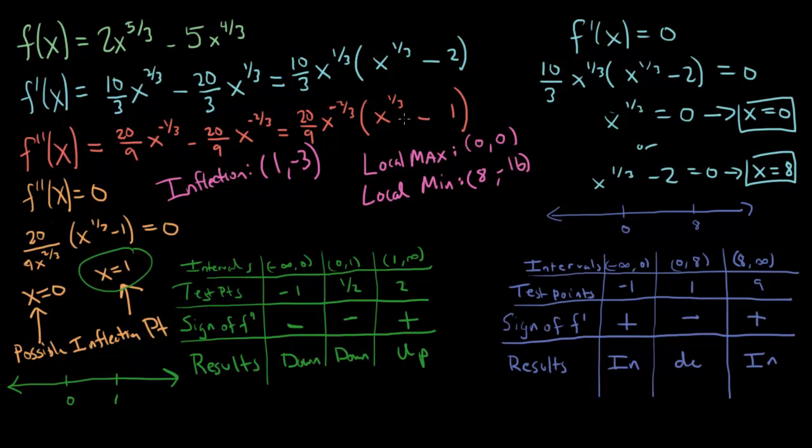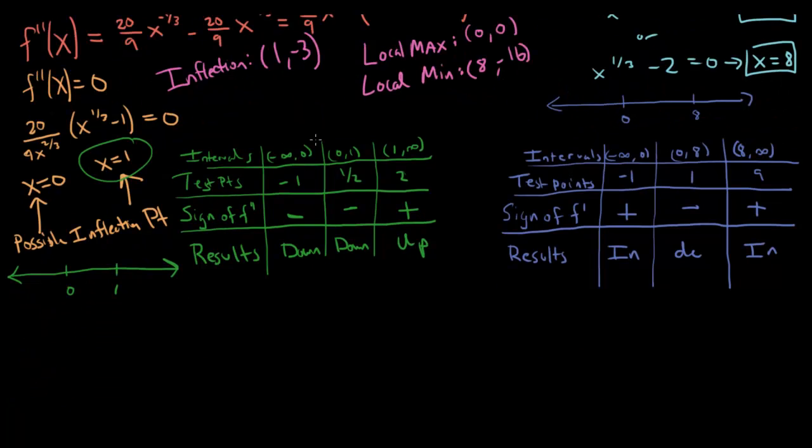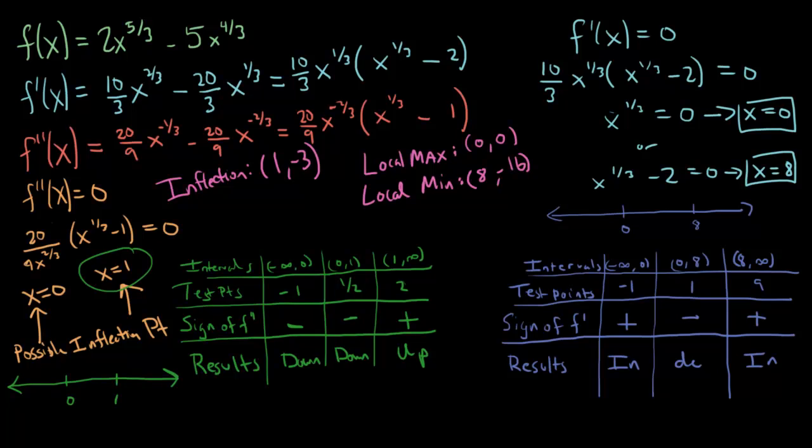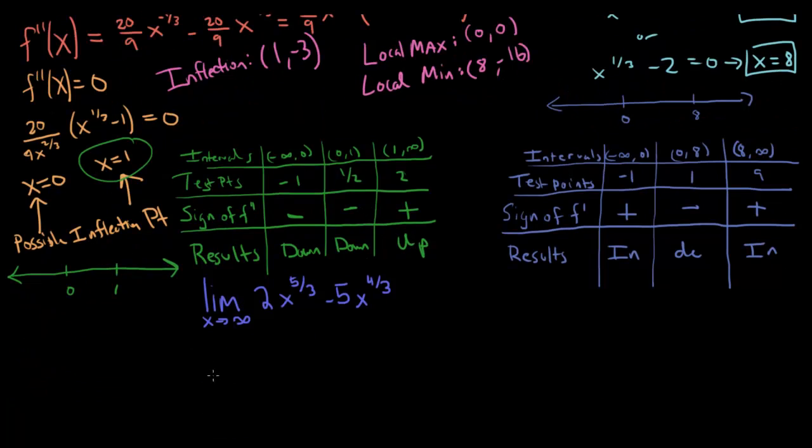Okay, now what are the last things we have not done yet? We've done first derivative analysis, we've done second derivative analysis. Oh, what about end behavior? So let's look at the limits. Let's remind ourselves what f of x is, and let's write down these limits. We want to consider the limit as x approaches infinity of f of x, 2 times x to the 5/3 minus 5 times x to the 4/3. And then we also need to look at the limit as x decreases without bound, that is, approaches negative infinity, of 2x to the 5/3 minus 5x to the 4/3.